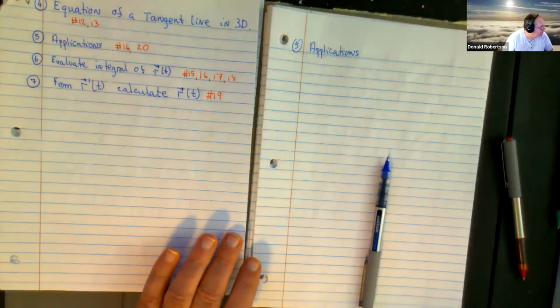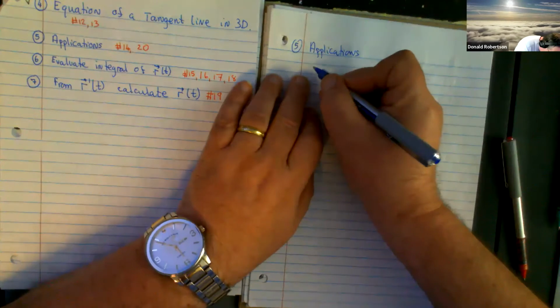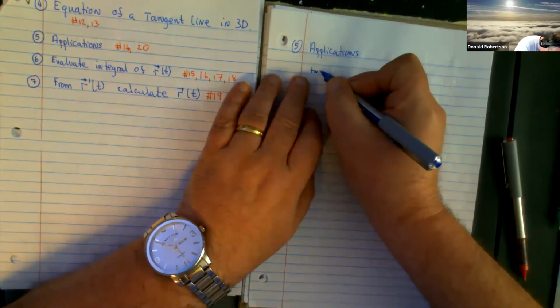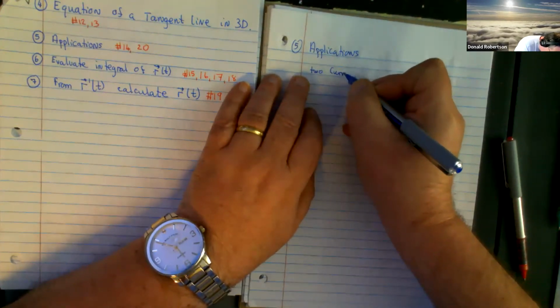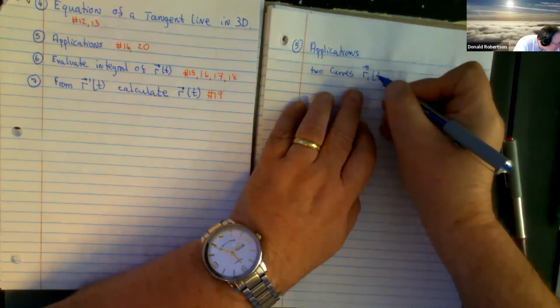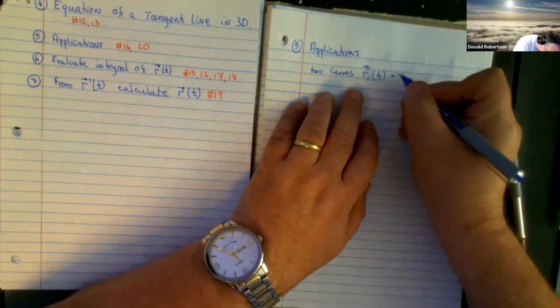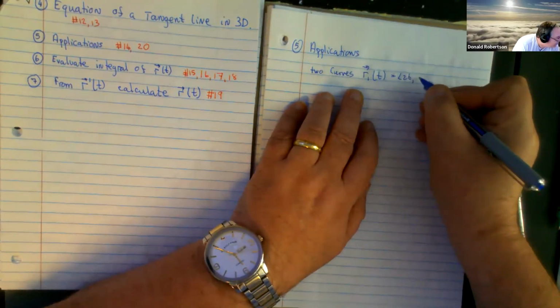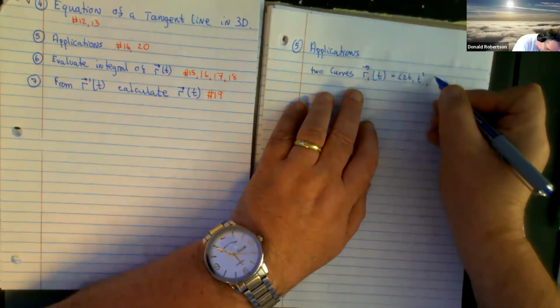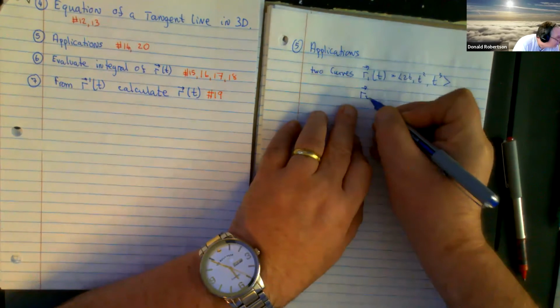First one is question 14. And what they tell you here is that you have two curves. The first one is r1 of t, so you've got a space curve, and it looks like 2t, t squared, t cubed.